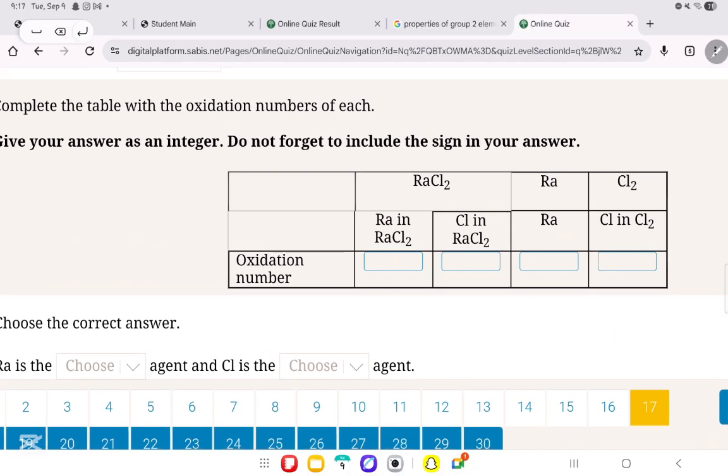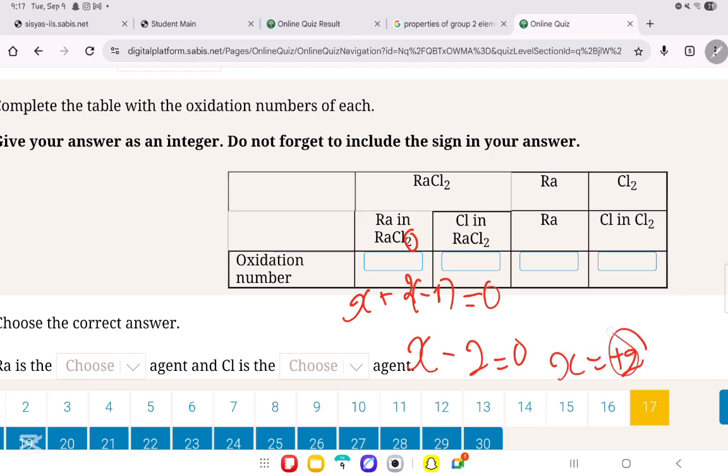Now, here we need to find the oxidation number. So here what I do advise is to solve it like this. For example, I don't know the oxidation number of Ra in this case. I'll say it's X plus 2 times Cl. Cl is -1, which is equal to the charge. What's the charge in this case? It's 0. So X minus 2 is equal to 0. X is then equal to plus 2. So the oxidation number is plus 2.